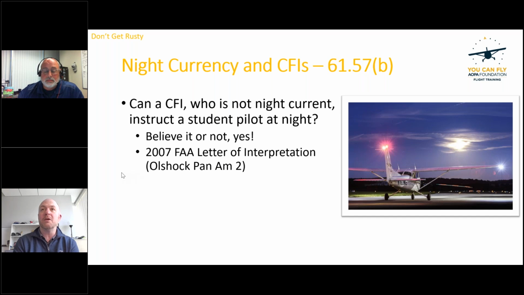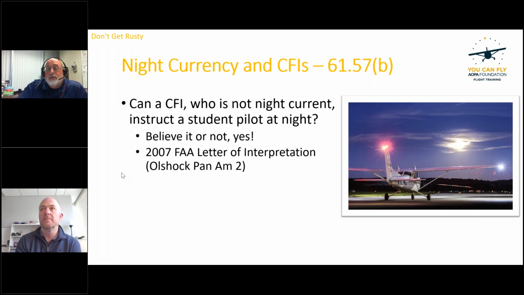So again, it's up to your judgment about your safety. Do you feel like you'd still be safe flying at night? But again, CFIs are allowed to take a student for a night flight, even if they aren't night current. You can't take a regular passenger though. Obviously, you can't take a backseat observer either.